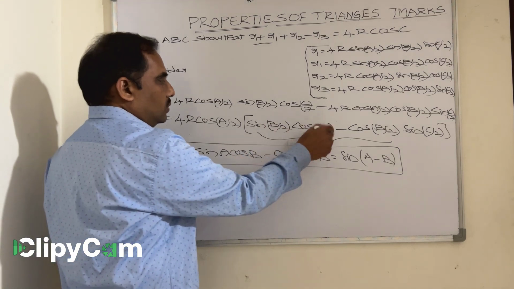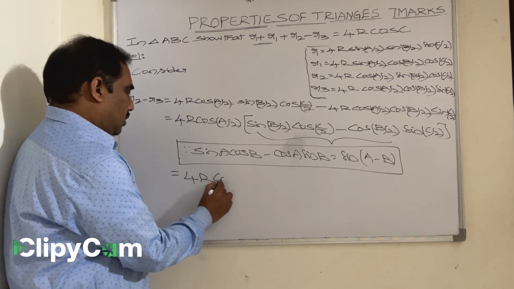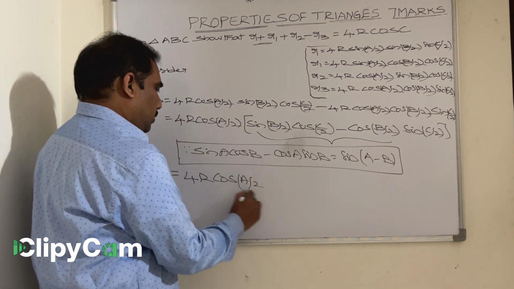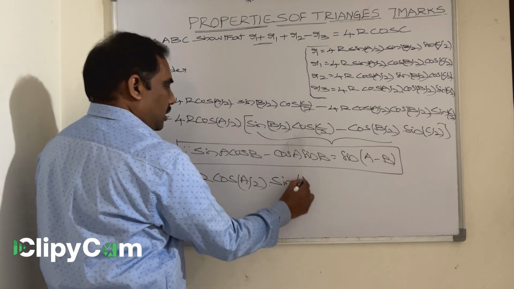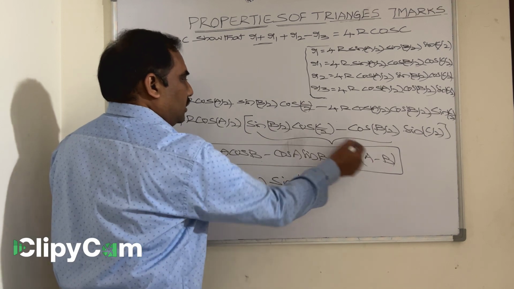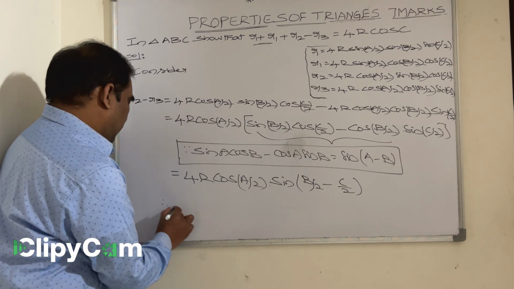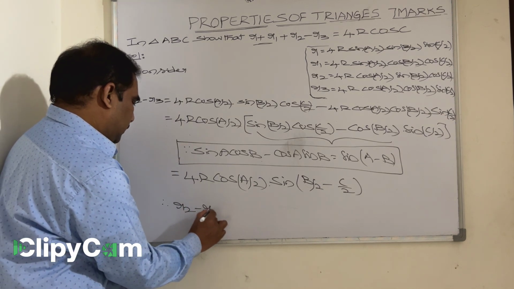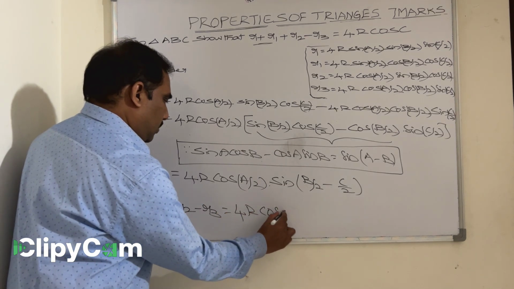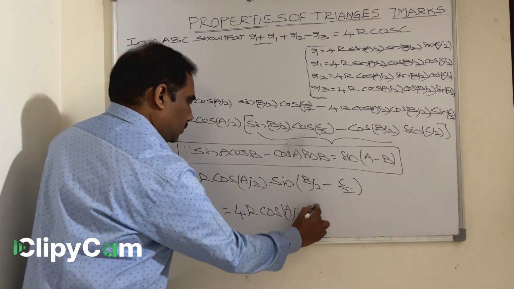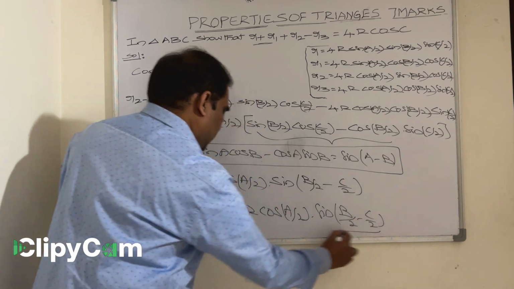A by 2 plus B by 2, B by 2 plus C by 2. So now which becomes 4R cos A by 2 into sin of (A by 2 plus B by 2 minus B by 2 plus C by 2). So therefore finally we get R2 minus R3 is equal to 4R cos A by 2 into sin of B by 2 minus C by 2.